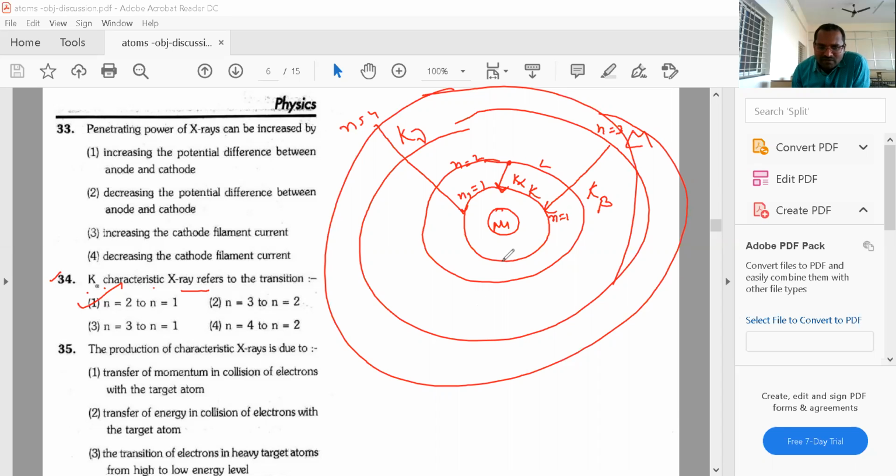Clear? If the electron is not coming to K, if it is coming to L, meaning from n equal to 3 to n equal to 2, it came like this, 3 to 2. This will be called L alpha. 4 to 2 will be called L beta, Lyman series, like that. Okay? You need to remember all these points.